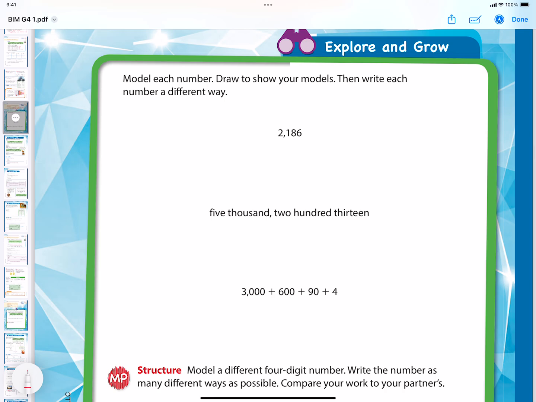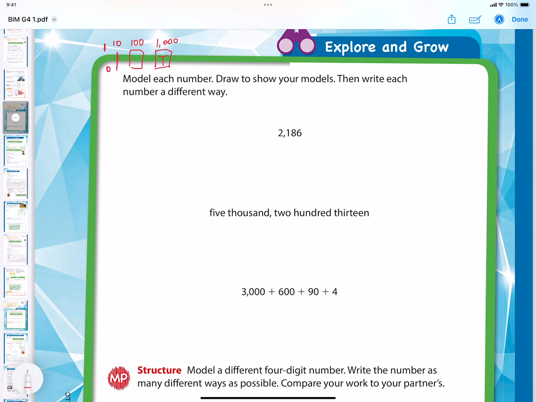Model each number. Draw to show your numbers. Then write each number a different way. So we learn how to model this number. We use what? Yes, a little dot, or a little square, that represents 1. And this one stick represents what? 10. And we also have a flat that represents 100. And we have a cube, but it takes time, so we just use a T for 1000 instead of the cube. So that represents 1000.